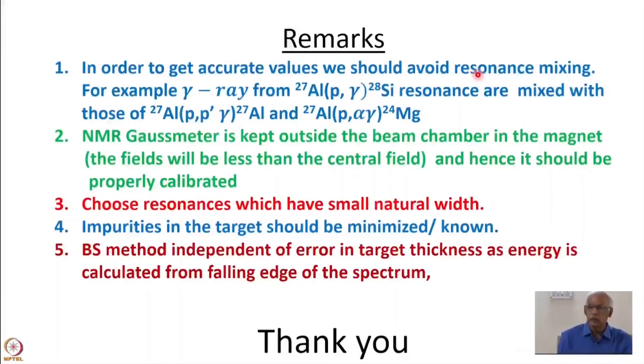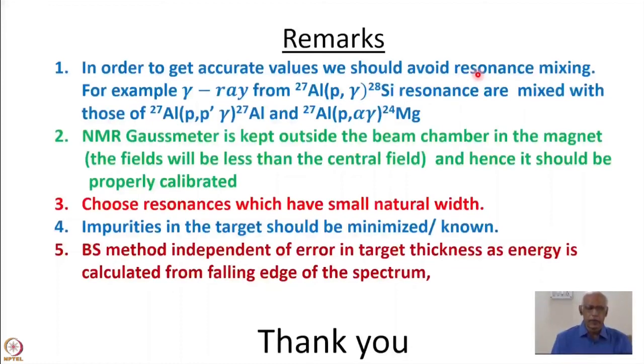Choose the resonances which have a small natural width, because if you have large width, then uncertainty increases. So we should have the resonances which are having very small width. Another thing which we have to take care of is that impurities in the target should be minimized, or at least we should know them so that the correction can be made. So target impurity, target composition should be known prior to the experiment. Otherwise, the gammas or the other particles coming from other reactions, from the other elements in the target, will interfere.